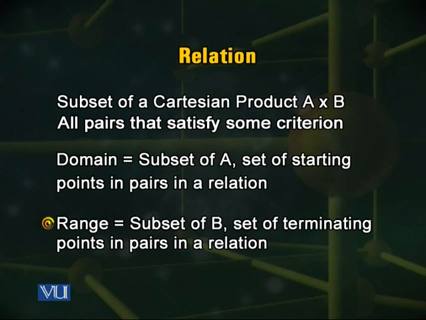So in a relation, elements of domain are paired with elements of range. If you look at all the pairs in a relation, then the first element comes from domain and the second element comes from range, and domain is a subset of the first set, range is a subset of the second set.